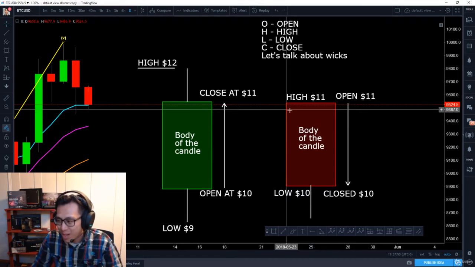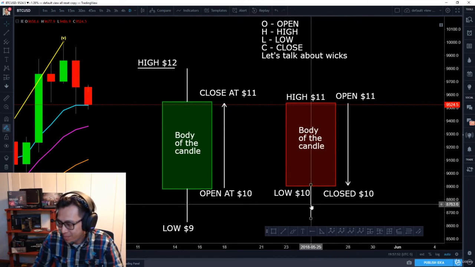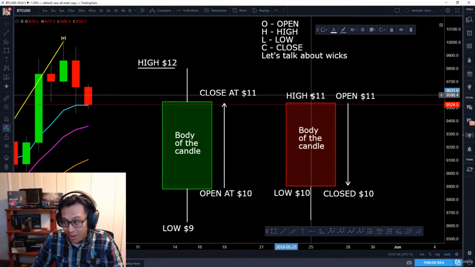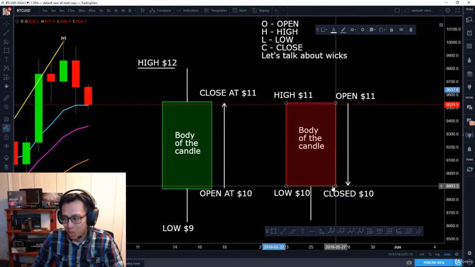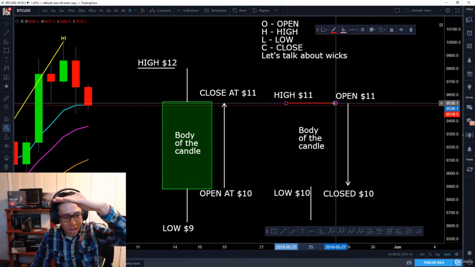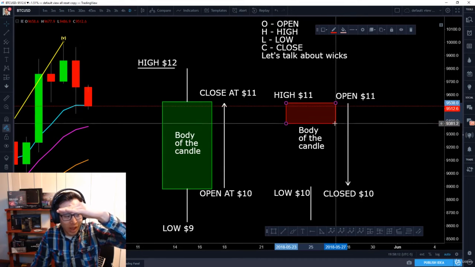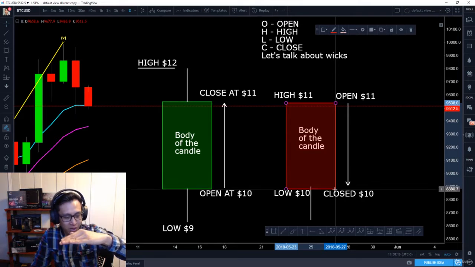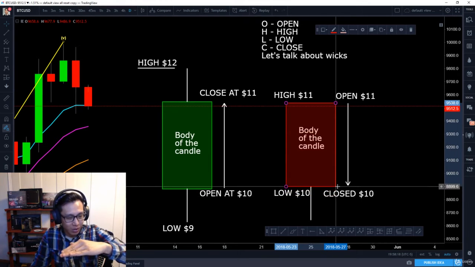So now let's look at the red candle, okay? Let's look at the red candle here, right? And let's just say that it opened at $10. So it first of all started right there, and that's also the high, right? Because this is the high at $11, and it also opened at that price. So then the market decides to sell it down, sell it down, sell it down, right?